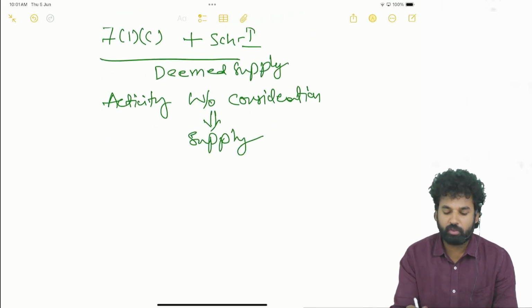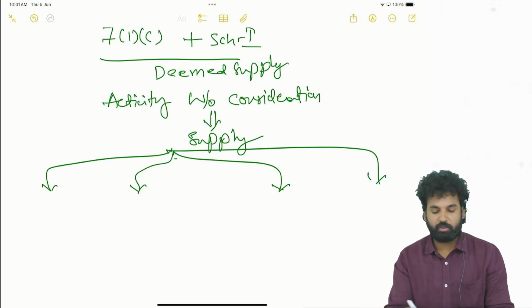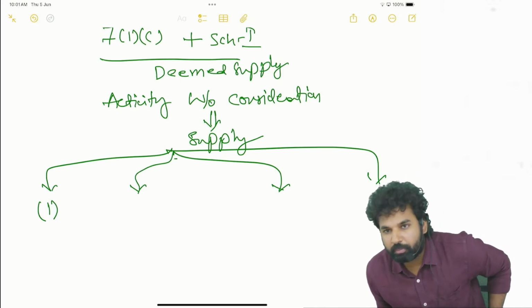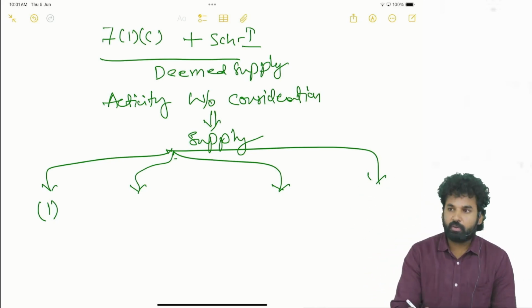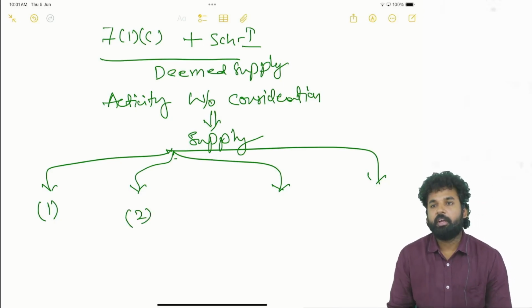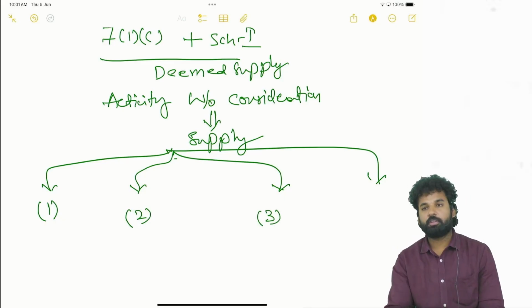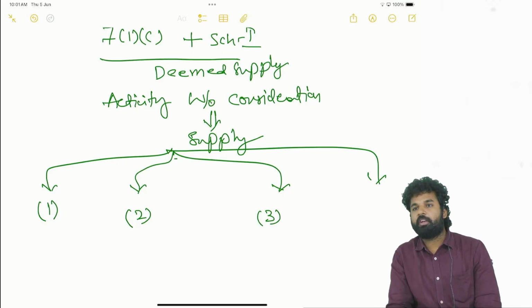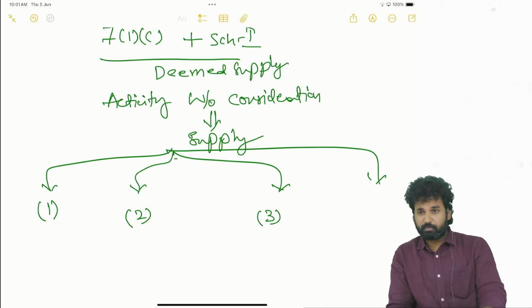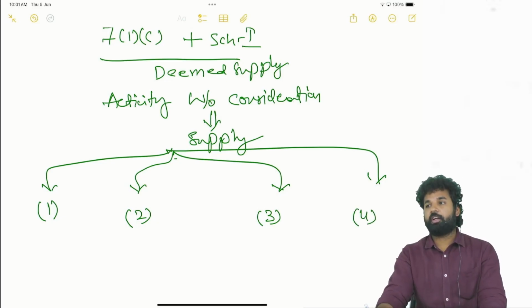What are those activities? We have 4 such activities. The first activity is permanent transfer or disposal of business assets. Correct? Second activity is supply between related person and distinct person. The third activity is supply between agent to principal, principal to agent. Correct? And the fourth activity is importation of services from a related person.